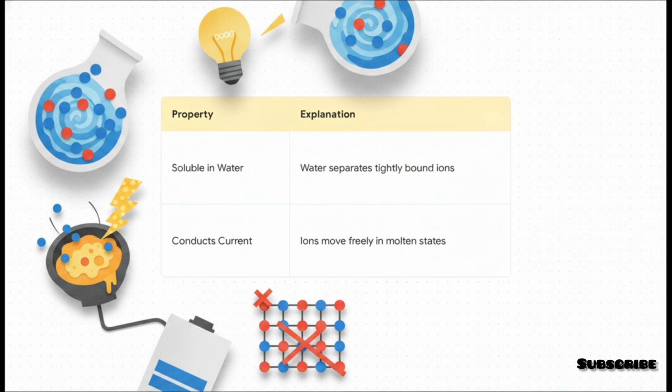Now, here is the answer to that big mystery we opened the explainer with. Most ionic compounds, like sodium chloride or potassium chloride, are highly soluble in water because the water molecules actually help separate those tightly bound ions.